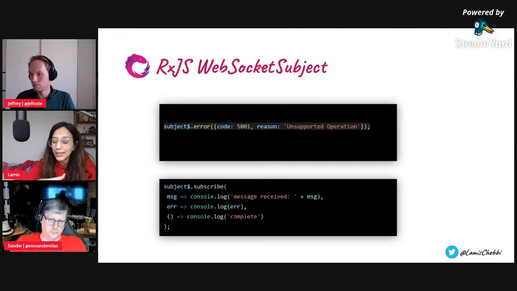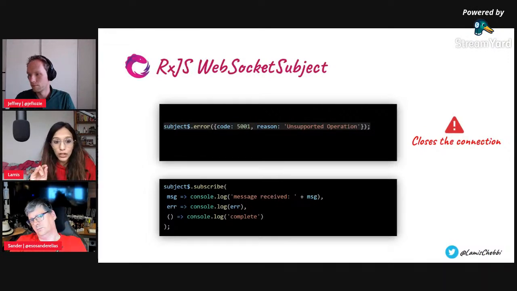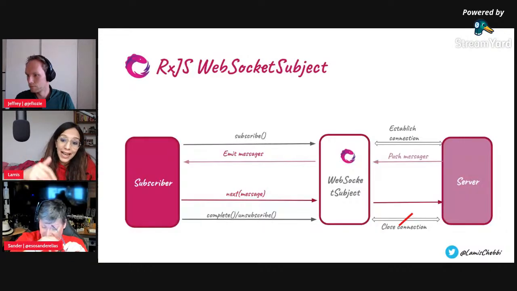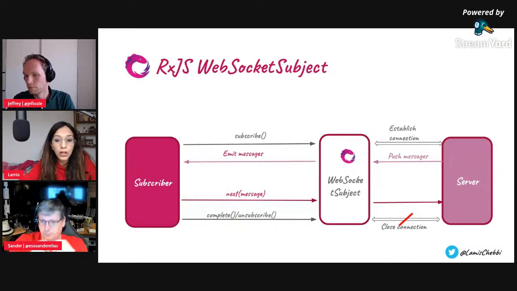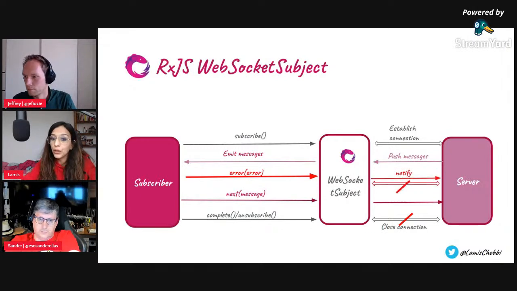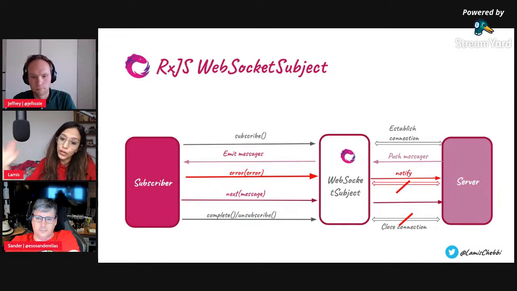And you can even catch the error using the catchError operator, and you can do all your regular stuff with RxJS. But keep in mind that the error closes the connection. So when you send an error to the socket, it will automatically notify the server and then close the connection. And here we can come back to the lifecycle and add this arrow, and here you see what happened. The server is notified and then the connection will be closed.